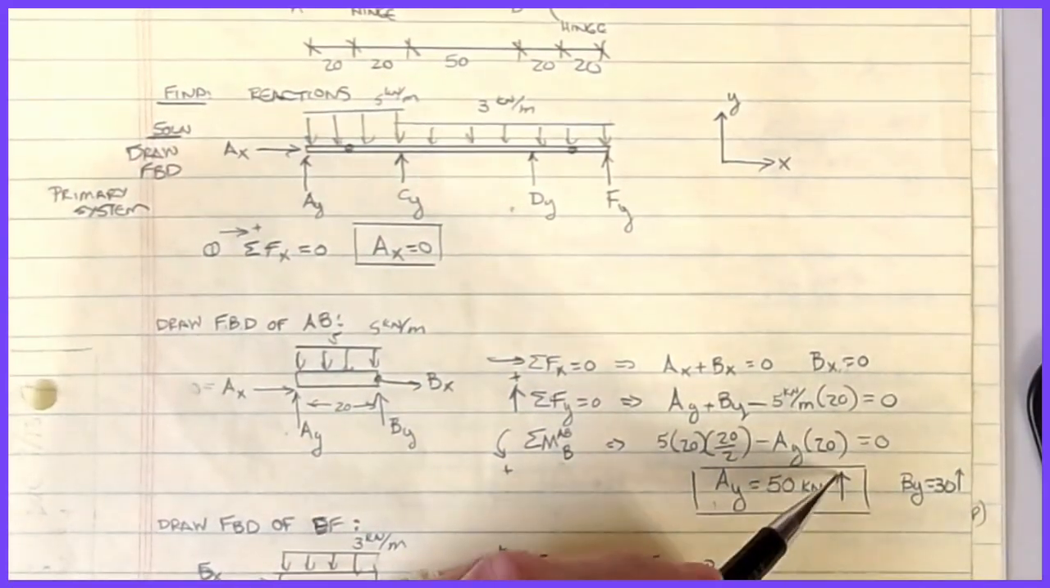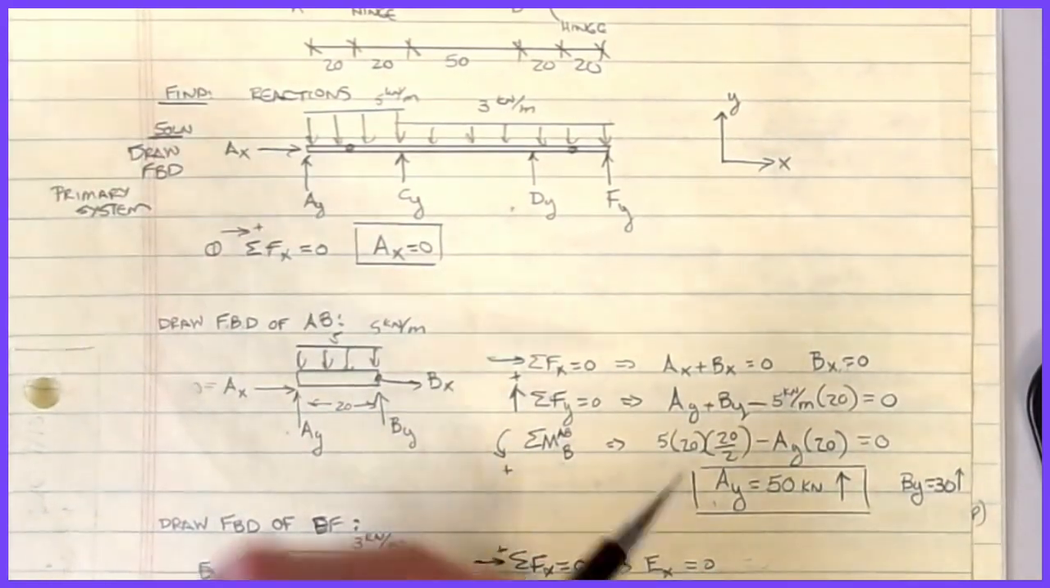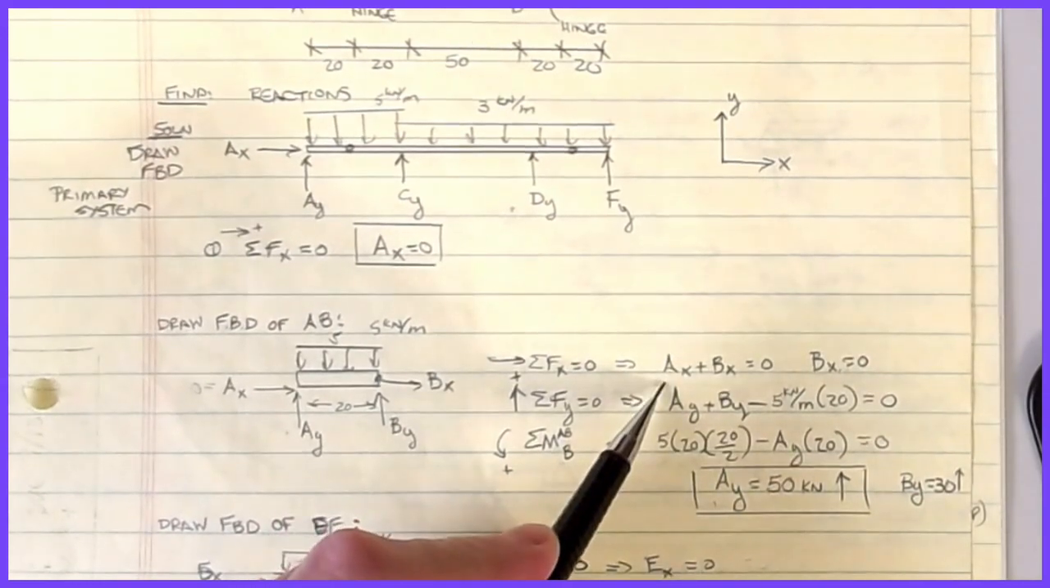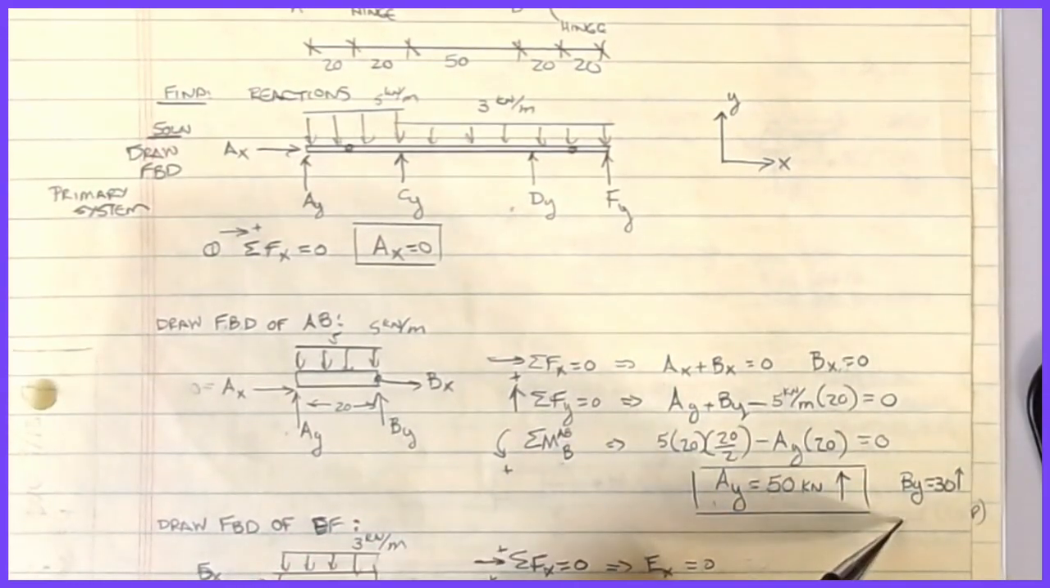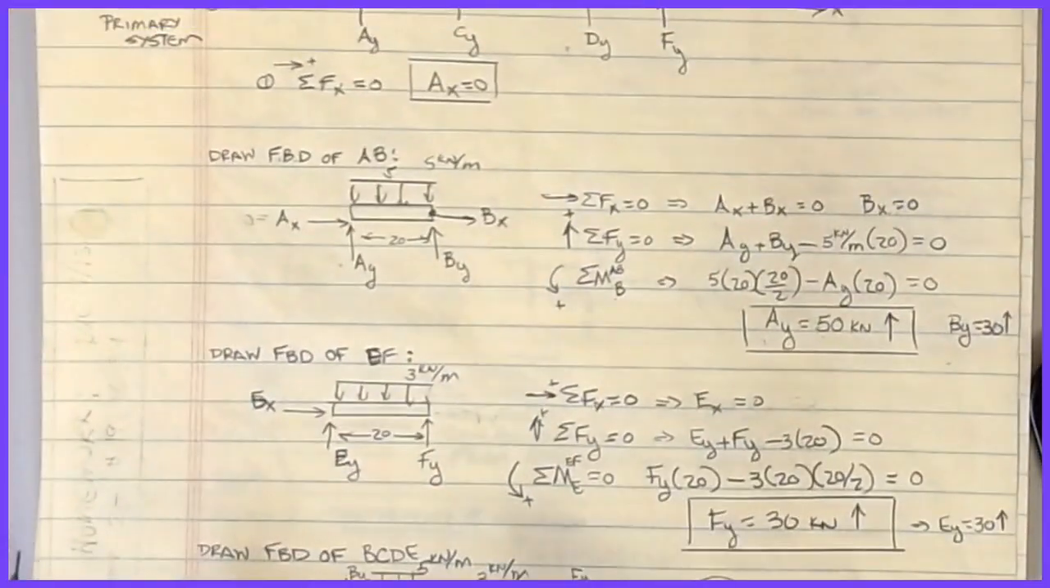Okay, and again, I always write these with the absolute arrow so that I know what the direction is. And then once you have the positive 50, I can plug positive 50 here and solve this and find out that BY is also positive 30 on this. All right, now, so that gets us the start of it.